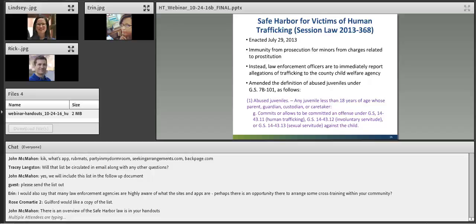John just mentioned you have an overview of safe harbor in your handouts. I created what I call a cheat sheet, and you're welcome to reproduce that and use that anytime. It's current as of the laws are now.